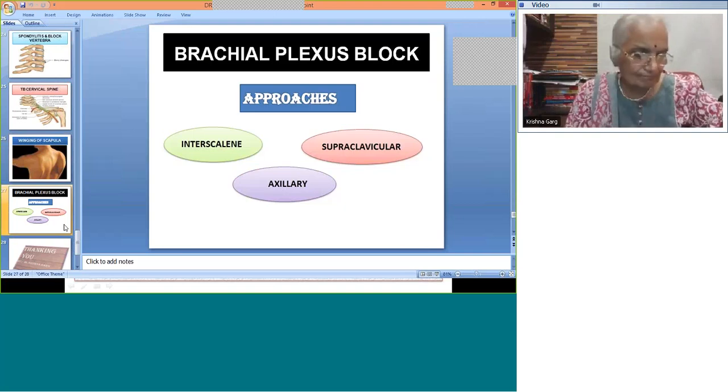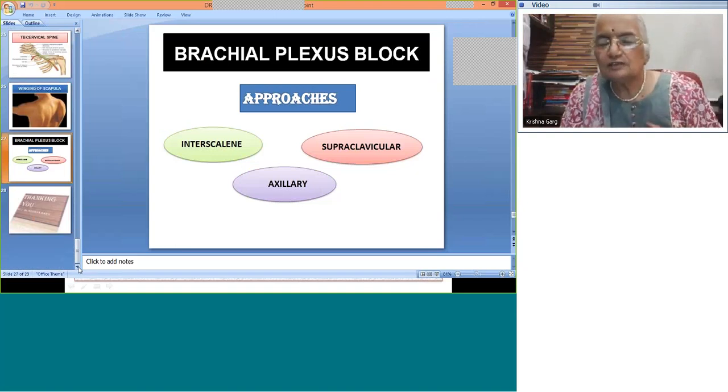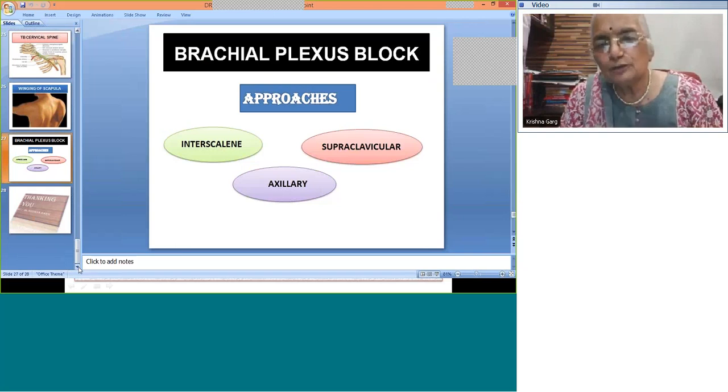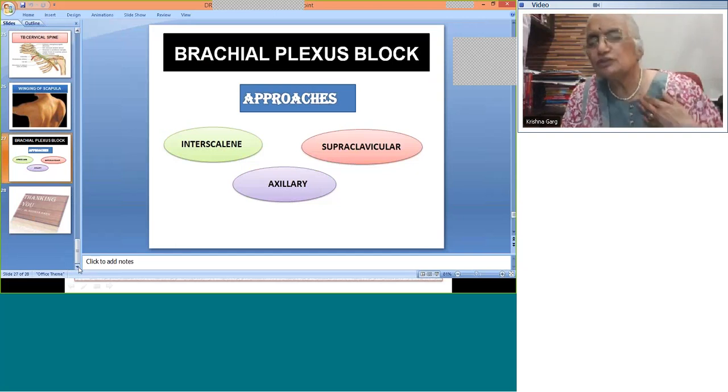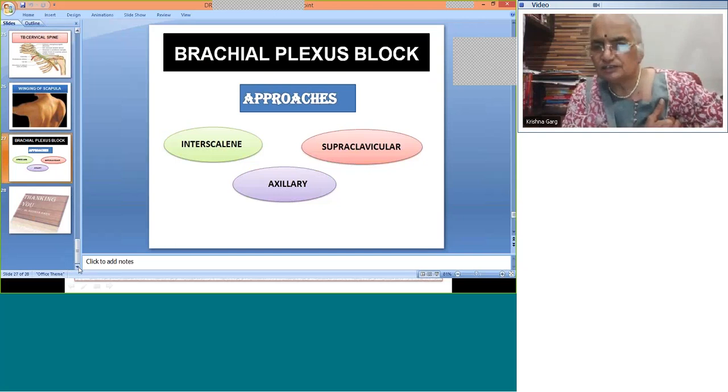Then there is the brachial plexus block. The brachial plexus can be blocked by giving various anesthetic agents, and in this case, the person does not have to be given general anesthesia. A local anesthesia which the patient can tolerate will be good for doing surgeries in the upper limb. These approaches can be interscalene, between the scalenus anterior and the scalenus medius, or supraclavicular, above the clavicle in the posterior triangle of the neck, or infraclavicular or axillary.